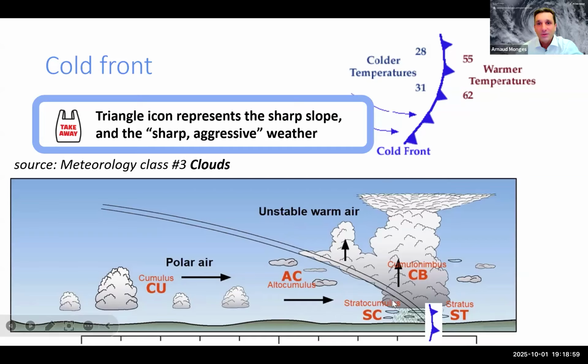But what is important is that those triangles mean that the way the cold air rises and goes underneath is pretty strong, pretty violent, pretty aggressive. And this is why it's a triangle. And this is also what represents the type of weather associated. It's sharp, it's aggressive. I'm talking about thunderstorms, heavy rain, strong winds. So please keep this in mind.